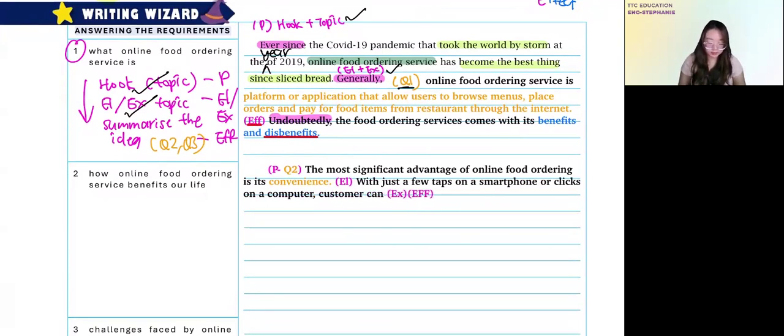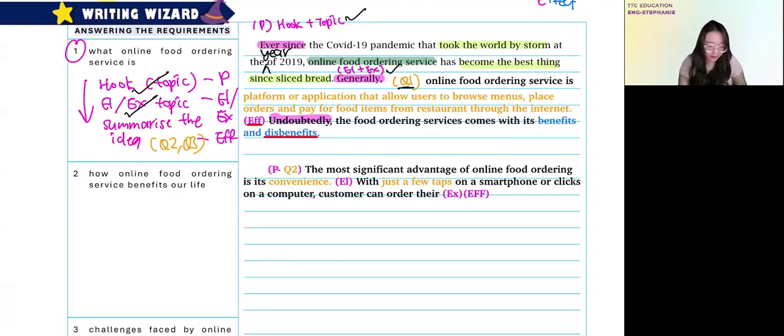Customer can order. Yeah, okay, you know what? This one, delete. I would like to highlight this just a few taps because this is more important. Okay, so just a few taps. You try to further elaborate or explain the convenience.